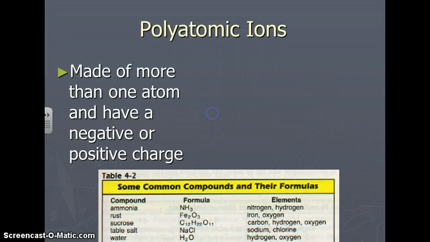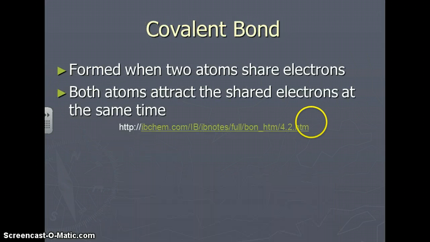Okay. We also have polyatomic ions, and these are made of more than one atom, and they can either have a negative or a positive charge. There's a chart in your book that looks similar to the chart that's on this page right here. Poly means many, atomic dealing with atoms. So a polyatomic ion has more than one atom.